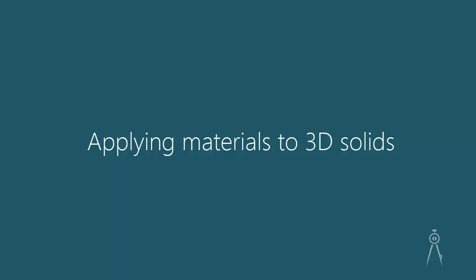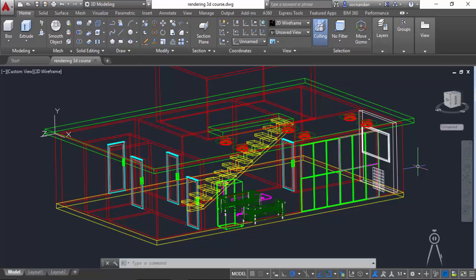So let's start rendering, and I'll start rendering with this 3D house model. I've already created all the components of this house, and right now it's in 2D wireframe visual style. In order to render it, we need to first add materials to all of the objects. And right now we have not added any material to any of the components in this 3D model.